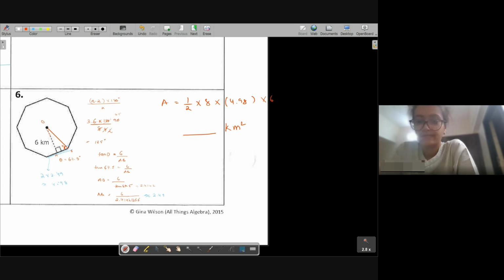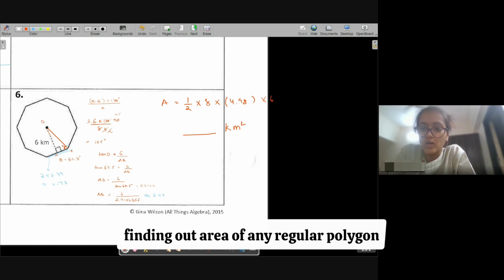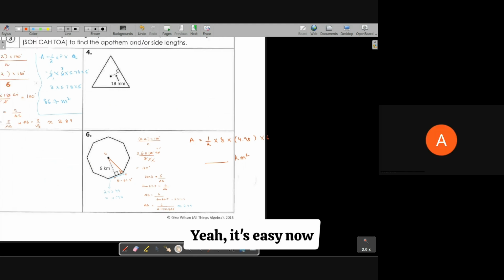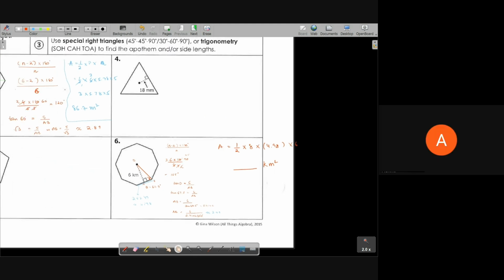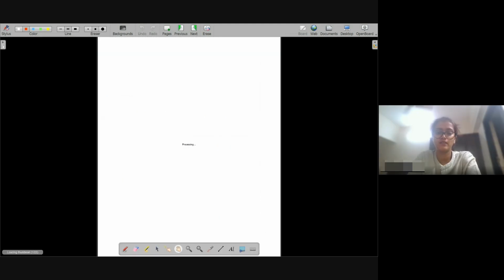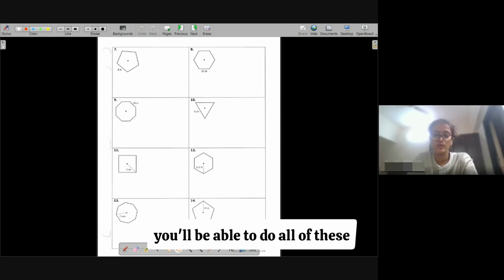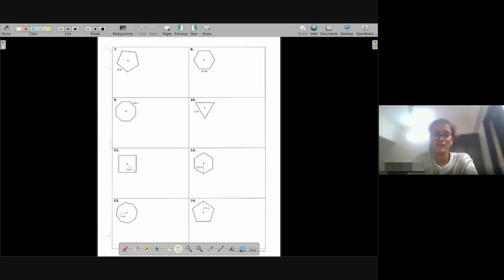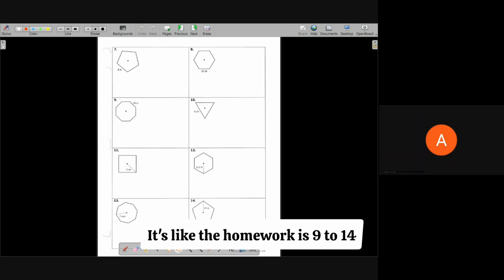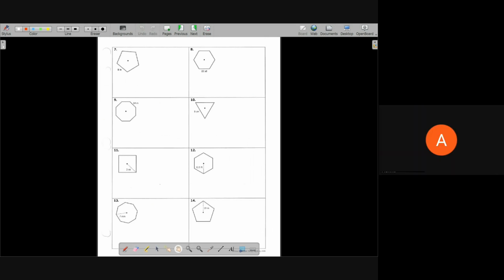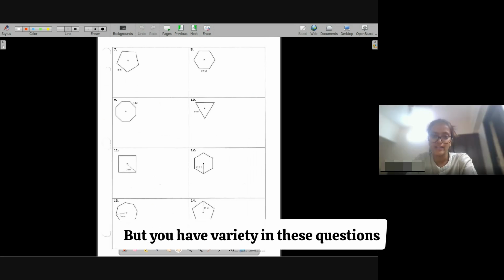So you're good with this concept, finding out area of any regular polygon? Yeah, it's easy now. It involves a lot of steps, but then you'll be able to do all of these. It's like the homework is just 9 to 14. But you have variety in these questions.